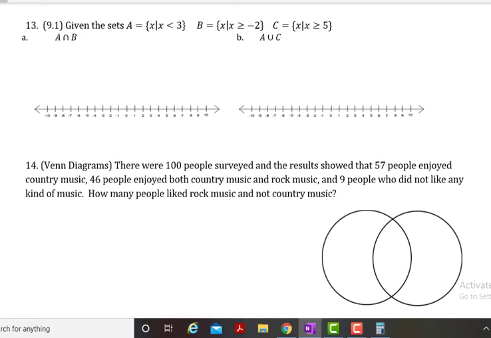Number 13. Given the sets, A is equal to the set of all x such that x is less than 3. B is equal to the set of all x such that x is greater than or equal to -2, and C is equal to the set of all x such that x is greater than or equal to 5. We want us to write A intersect B.